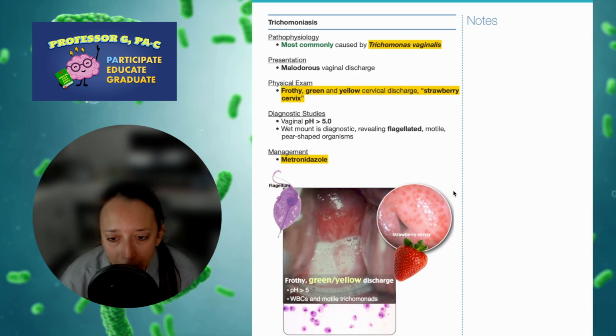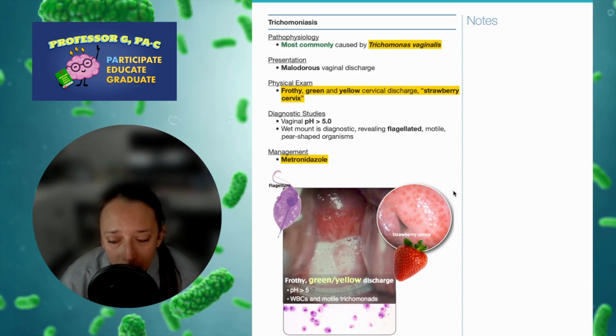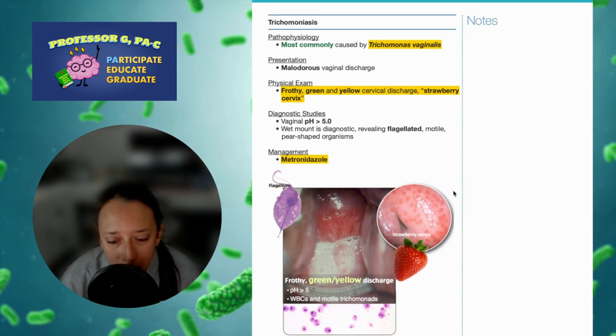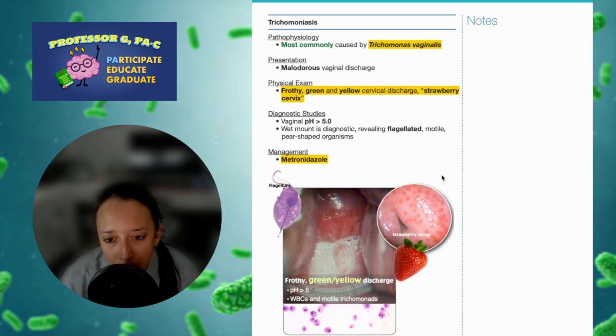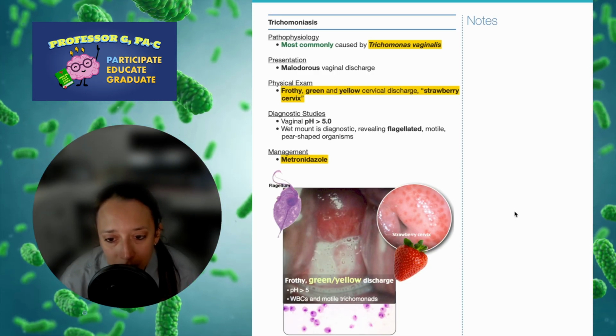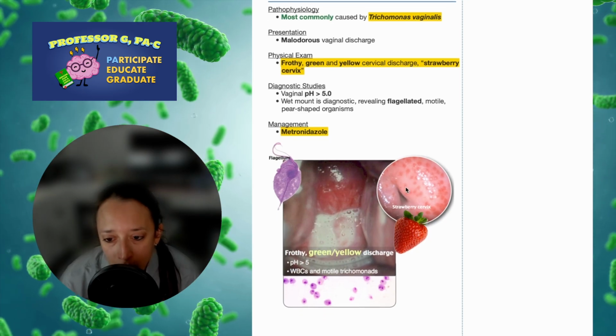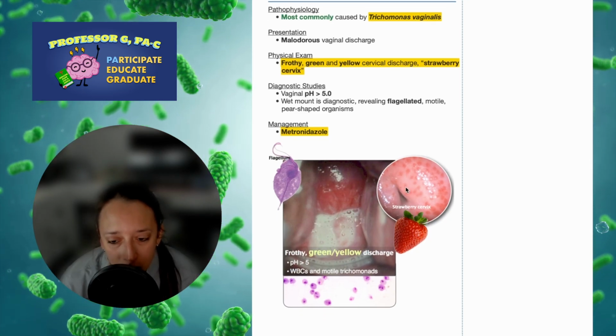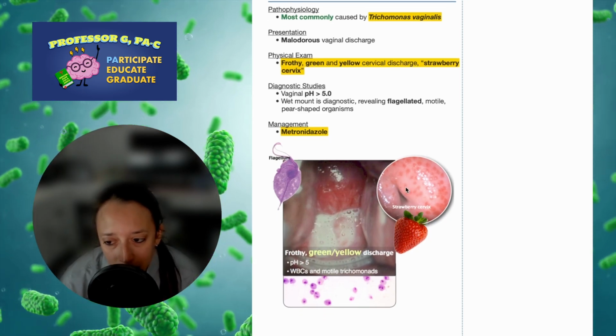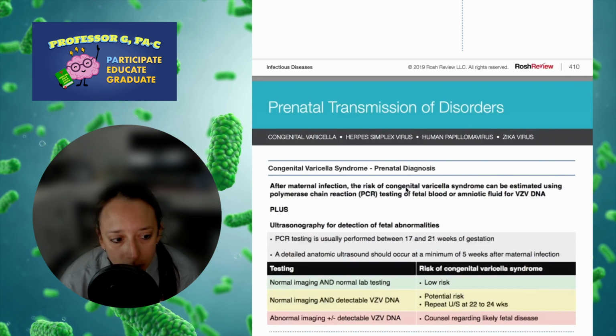We're going to look at it under the microscope. We're going to see those motile, flagellated, pear-shaped organisms, and the vaginal pH usually hangs out above 5. So treatment is going to be metronidazole, and we want to treat the patient and the partner. And so if you see that classic greenish yellow frothy discharge and the strawberry cervix, think trichomonas.